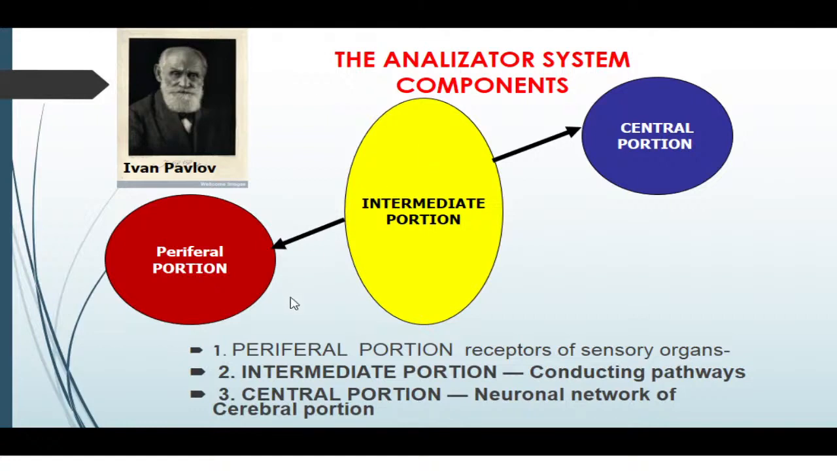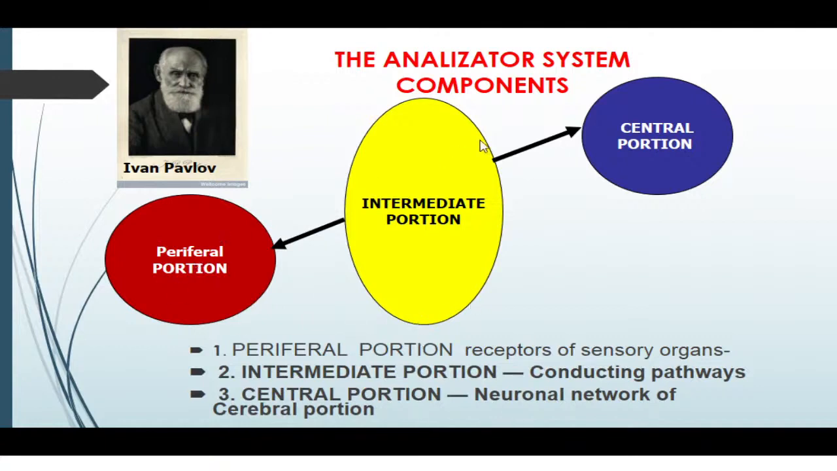The peripheral portion of the analyzer system consists of receptors of different types, for example the olfactory epithelium in the vomeronasal organ, or the rods and cones in the retina as photoreceptors, or taste bud receptors. That is the peripheral portion, the receptors of sensory organs. Second, the intermediate portion is the conducting pathways. Ordinarily these are nerves, like the auditory nerve or the visual nerve, also called the optic nerve.